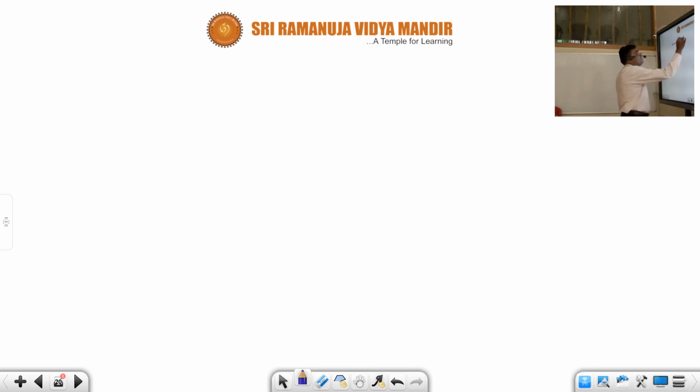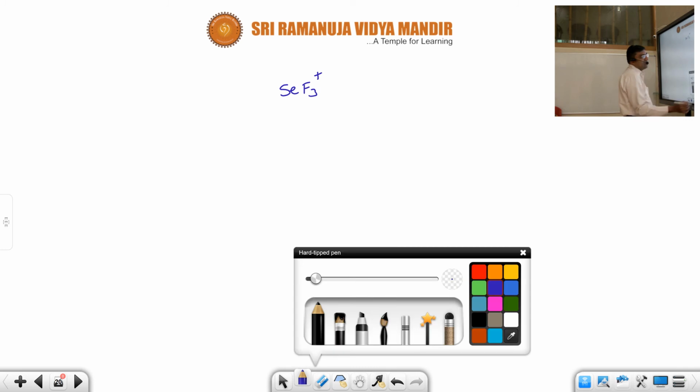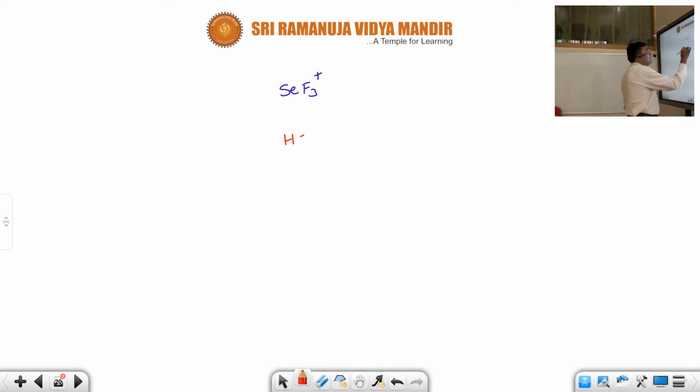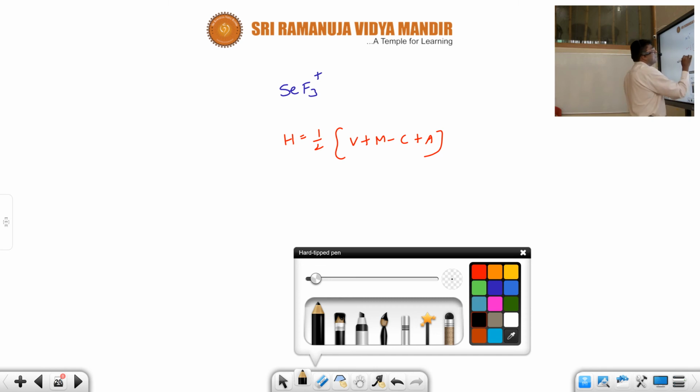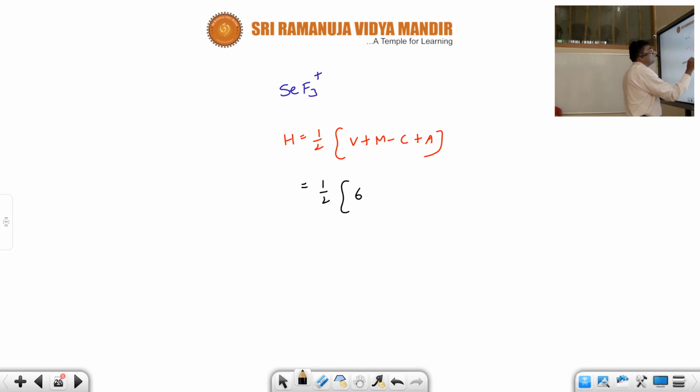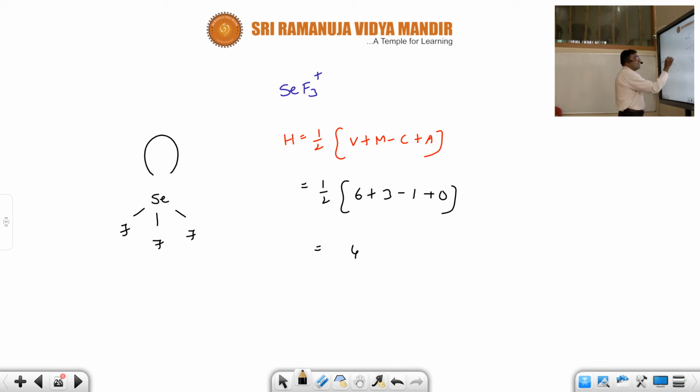Now, for example, if somebody gives SCF3 plus, what do you do? How to solve? H is equal to half into V plus M minus C plus A. Students, have a look here. That is equal to half into valency 6, number of monovalent atoms 3, minus 1 plus 0. It comes out to be 8 by 2, that is 4. 4 means definitely it has a pyramidal geometry. What geometry, students? Pyramidal geometry.